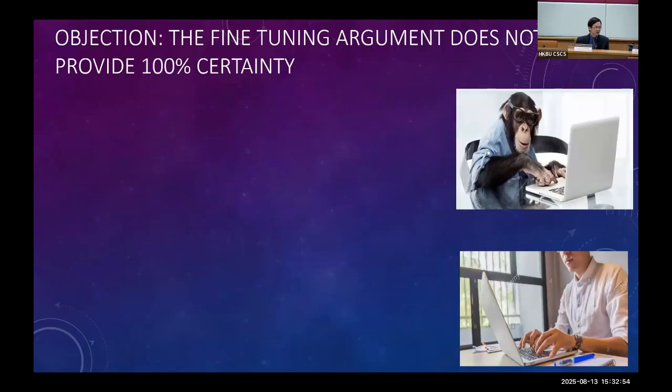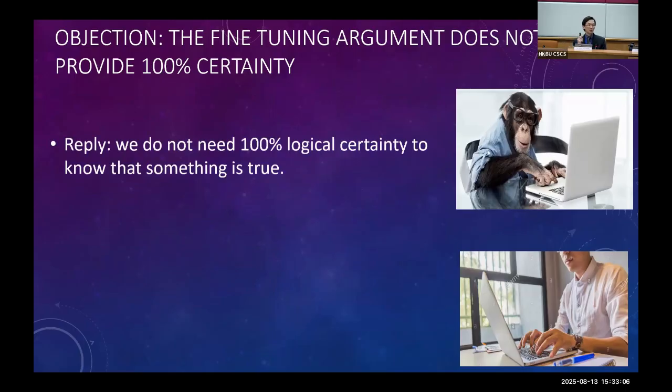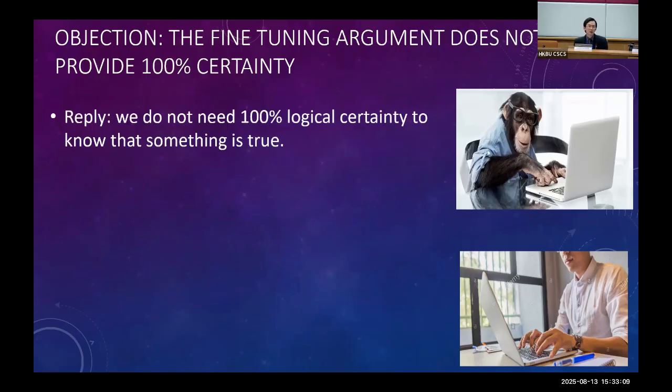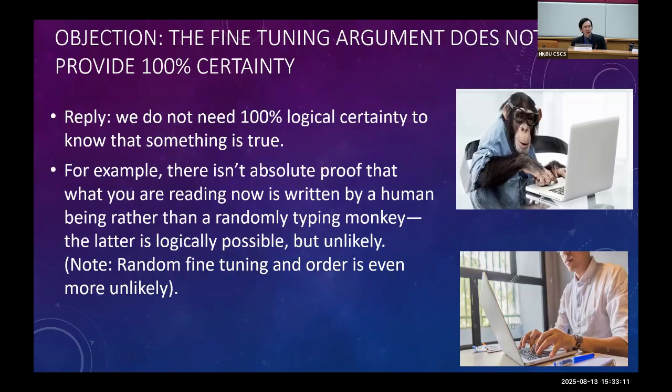Now, sometimes I hear some students, undergraduates especially, say that the fine-tuning argument doesn't give you 100% certainty. Yes, the chance is very, very small, but it's not zero. My response is that we do not need 100% logical certainty to know something is true. For example, there isn't 100% certainty that what you're reading on the slide was not randomly typed by a monkey. Anybody believe that? No, I would not. Of course that is logically possible, the possibility is not zero, but it's highly unlikely that these words were randomly typed by a monkey.